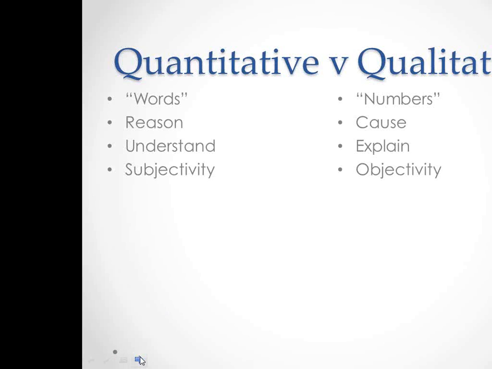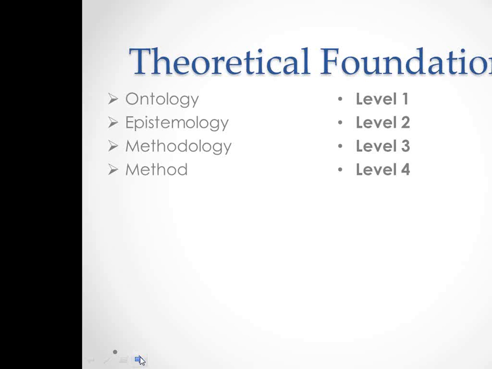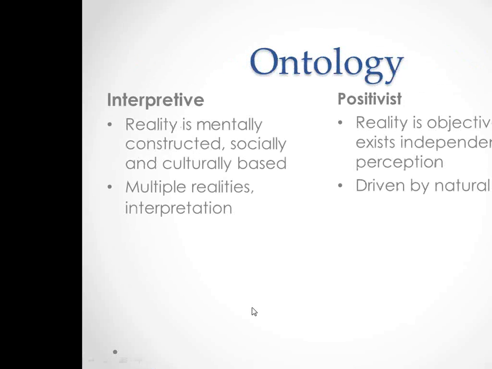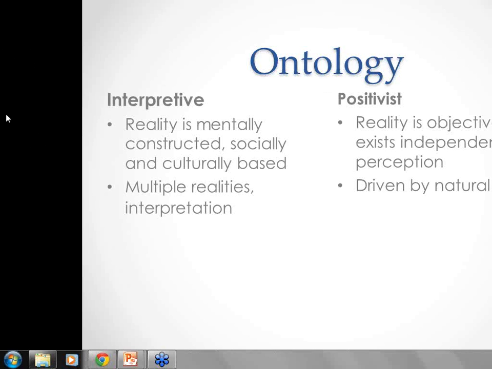So my ontology, if I am an interpretive or qualitative researcher, is how I view the world and how I view reality. If I am an interpretive researcher, I view reality as being mentally and socially constructed and culturally biased, and multiple realities and interpretations exist.